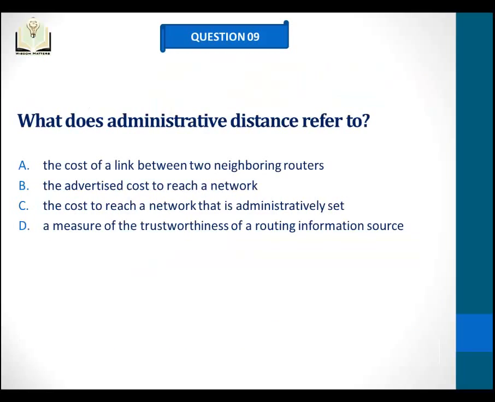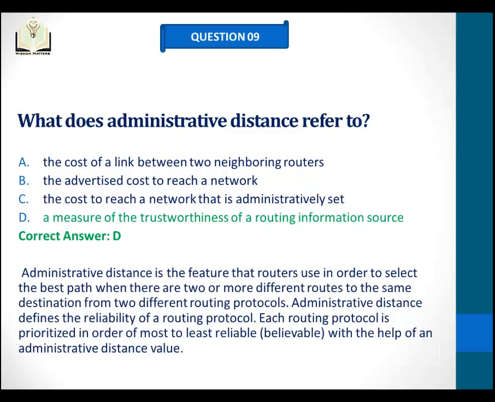What does administrative distance refer to? A. The cost of a link between two neighboring routers. B. The advertised cost to reach the network. C. The cost to reach a network that is administratively set. D. A measure of the trustworthiness of a routing information source. And the answer is D, a measure of the trustworthiness of a routing information source.